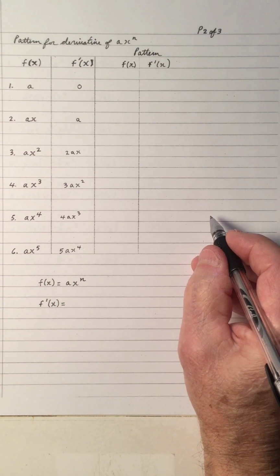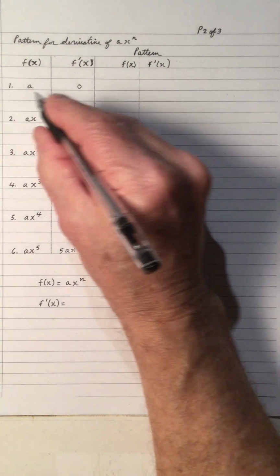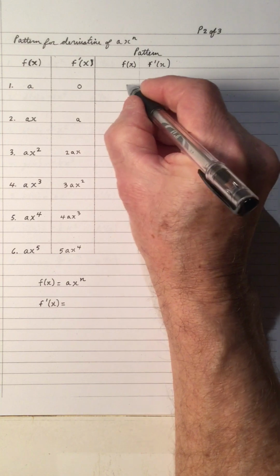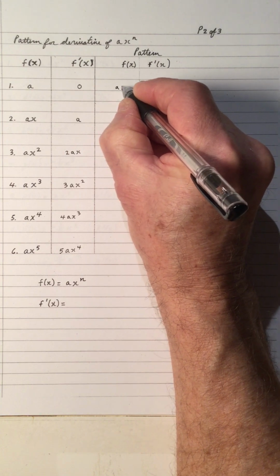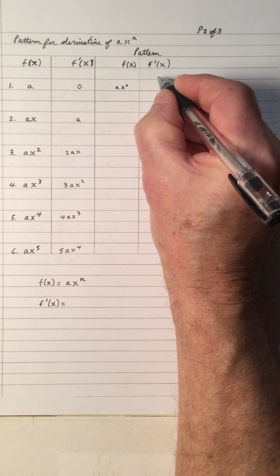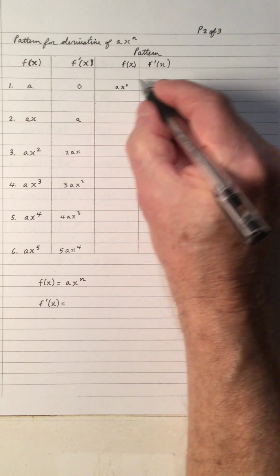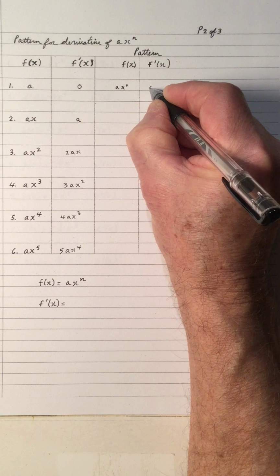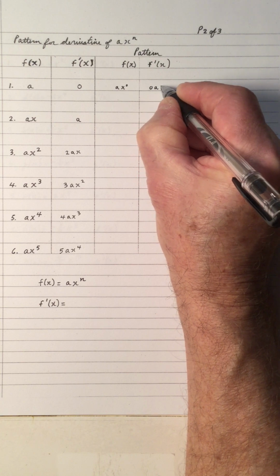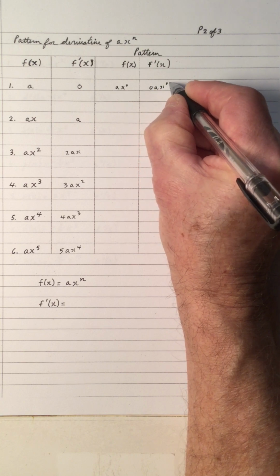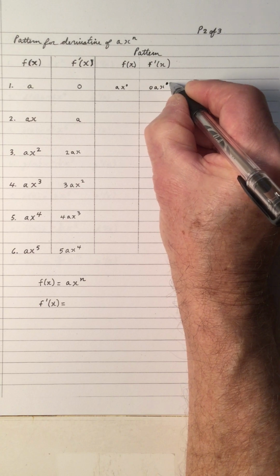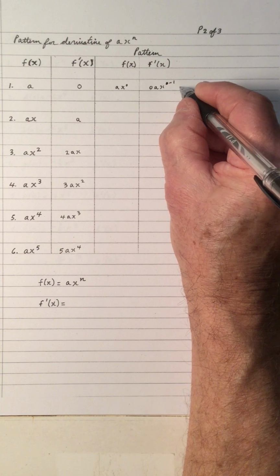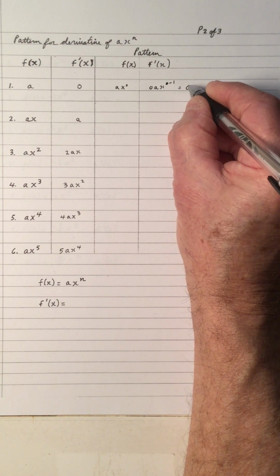So let's see what we have. Let's look at the f of x. This a is understood to be ax to the 0. So the power here is 0, ax to the 0, and let's take away 1. So that's the derivative, which gives us the 0.